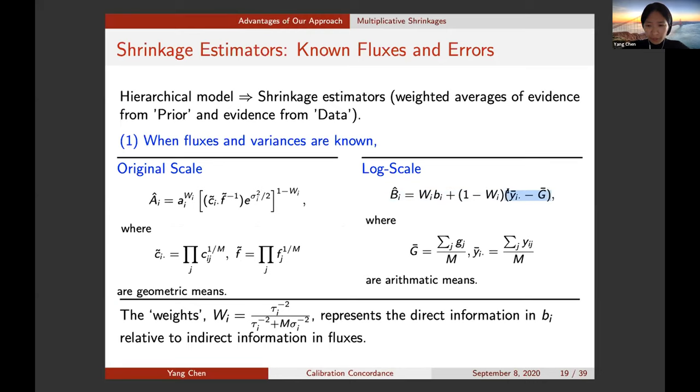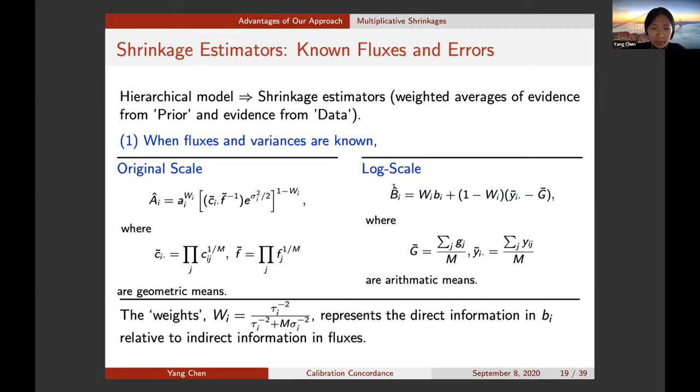And the yi bar here is the cross-source mean of the logarithm of the counts. And again, it's corrected by the half variance correction. And the g bar here is the average of the logarithm of the fluxes. And note here that the first scenario is that the fluxes and the variance are known to us. So we have this nice weighted shrinkage estimator.